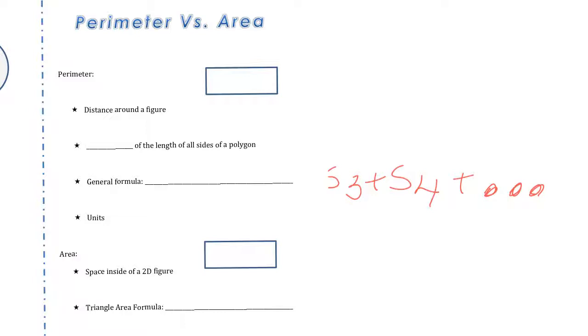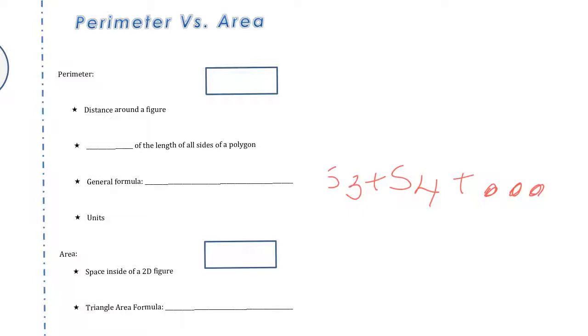sides, it'd keep going, 6 sides keep going, and if it was a triangle, we could just stop at 3. So it depends on how many sides your shape has. But for this one, I would use 4 sides. And the units are just going to be whatever the units are for this shape. So if it's in feet, it's just feet. If it's in inches, just inches, so on and so forth.